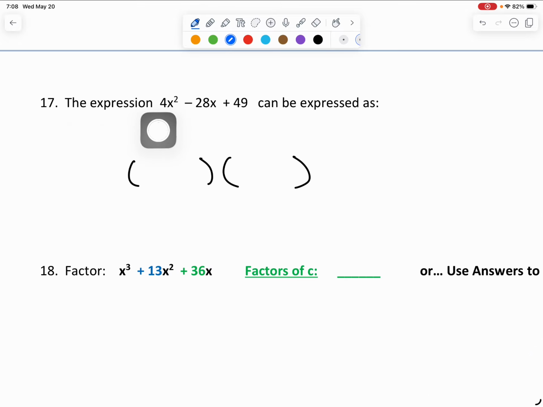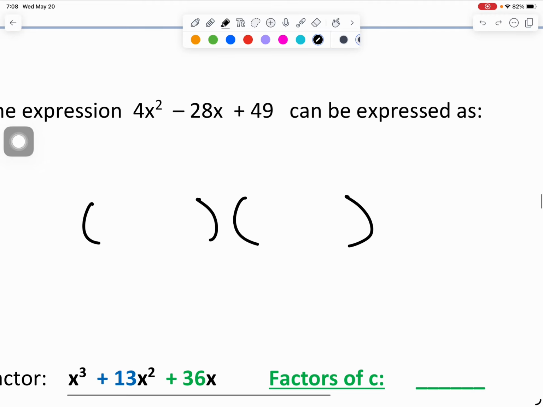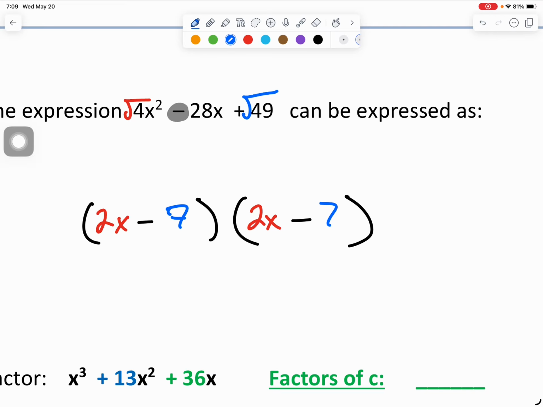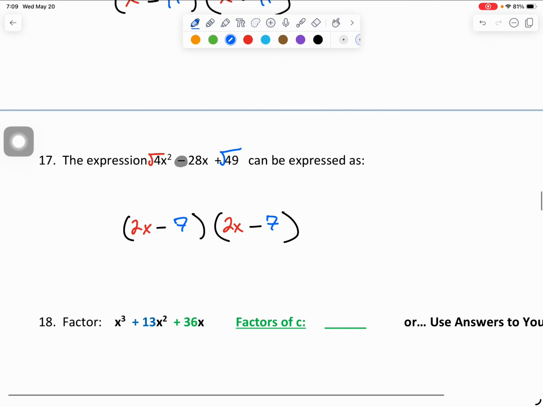Number 17, 4x squared minus 28x plus 49 can be expressed as, and again, guys, same thing. All right, let me start with our b term. We have that negative right there. Let me zoom in a little bit. Which means both of our signs here will be negative. And it's only when we have our perfect squares for a and c. Square root of 4 is 2. Square root of x squared is x. So we'll drop our 2x for each. Square root of 49 is 7. And go ahead and circle your answer.